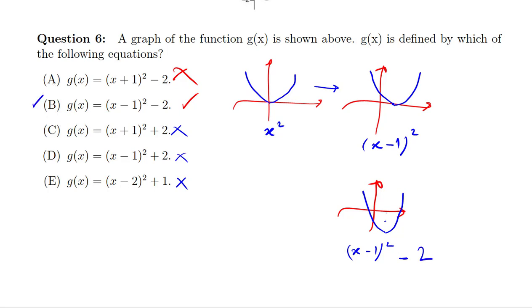To summarize, if your function moves horizontally to the right by, for example, 1, you make it x minus 1 inside of the function. If it goes to the left, you make it plus. If it moves vertically down, you make it minus. If it vertically moves up, you make it positive. That's a summary about this question.